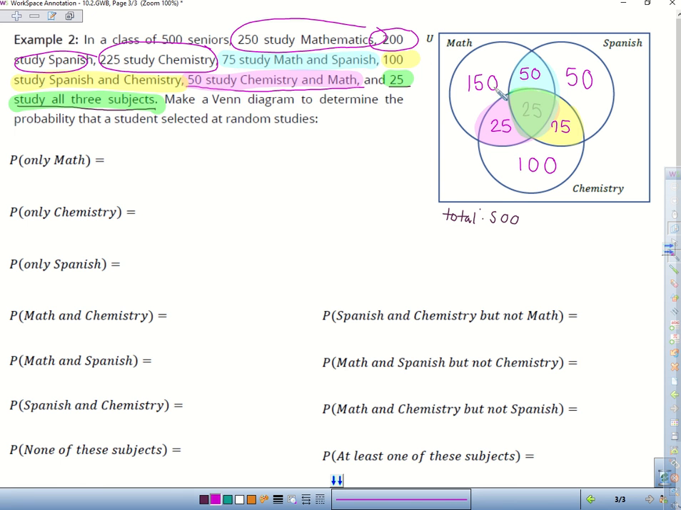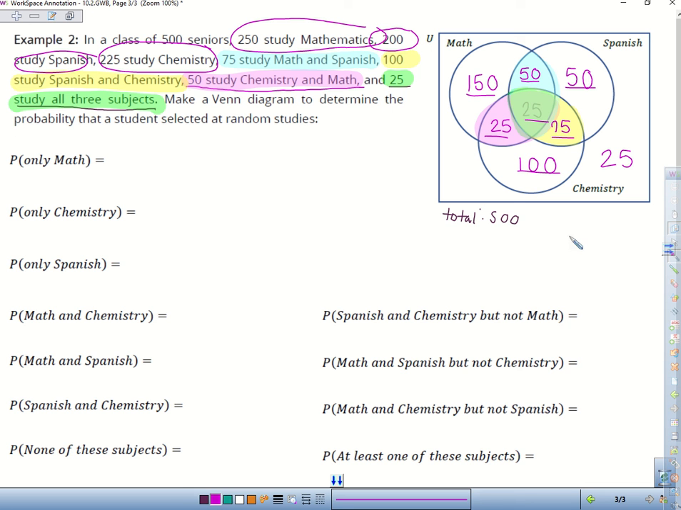So if you were to add up all 7 of these numbers, 1, 2, 3, 4, 5, 6, 7, you're going to get 475. So if there's 500 seniors in the gym, how many of them are in none of these circles? 25 of them are standing outside the circles. So that's a scenario where they're not taking any of those 3 classes, correct?